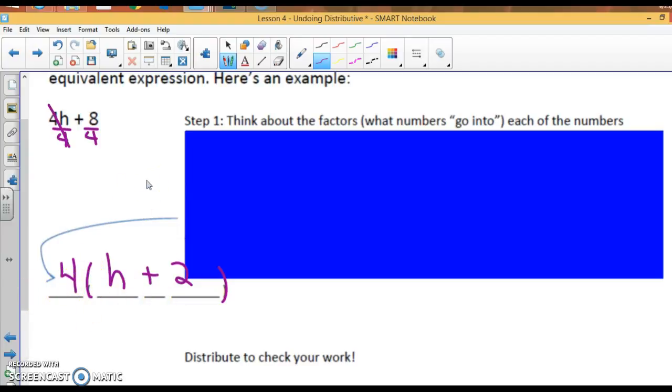How do you know you're right? Well, let's use the distributive property. 4 times h is 4h. Positive 4 times positive 2 is positive 8, which is what we started with, so we know we're right.